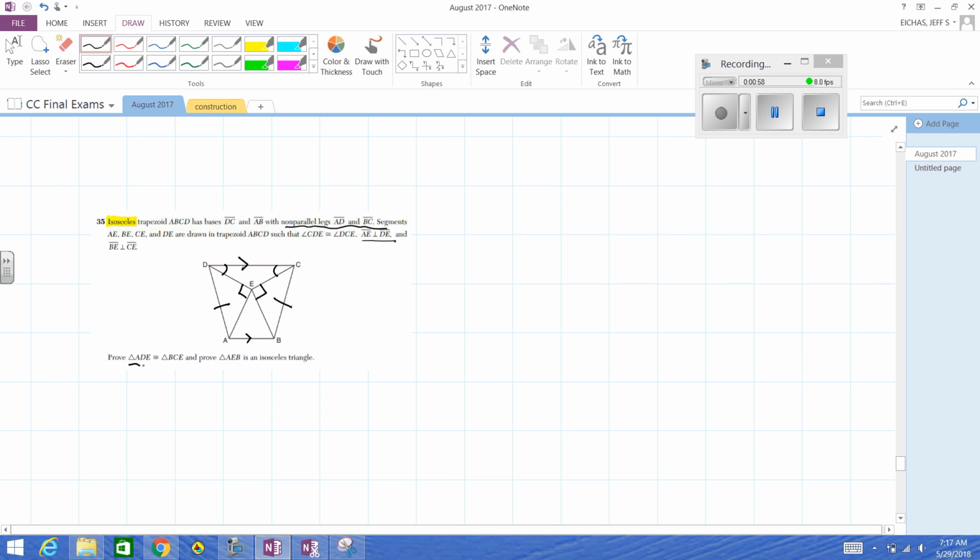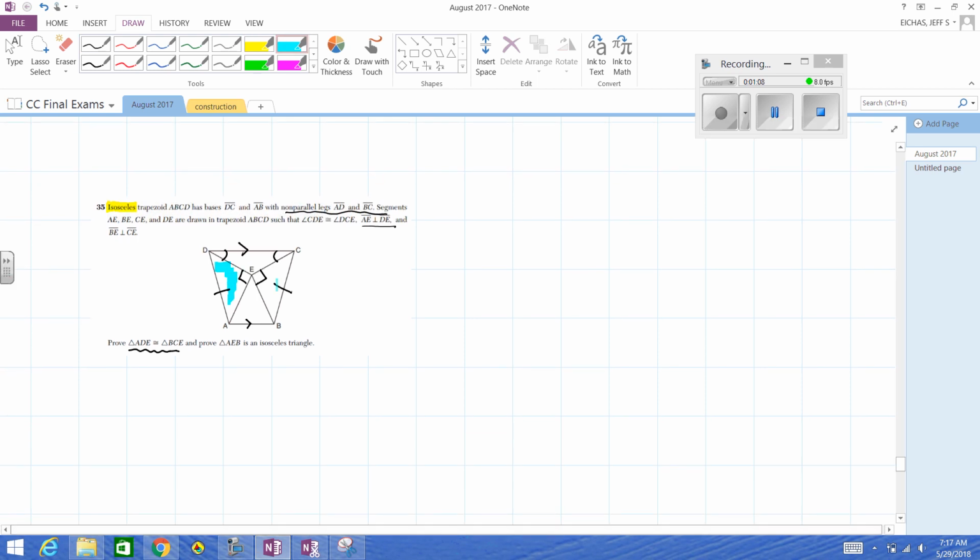Now, first, we want to prove that those two triangles are congruent. Okay, so this one in here is congruent to this one here. After that, we're supposed to prove that that triangle there is isosceles. All right, let's go through this.